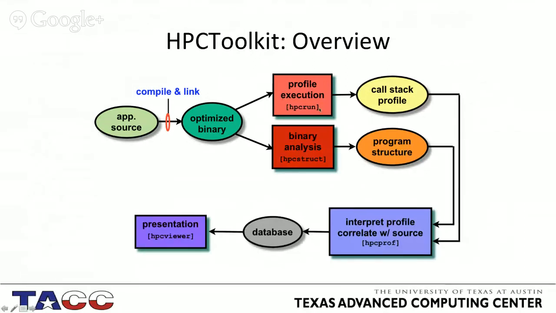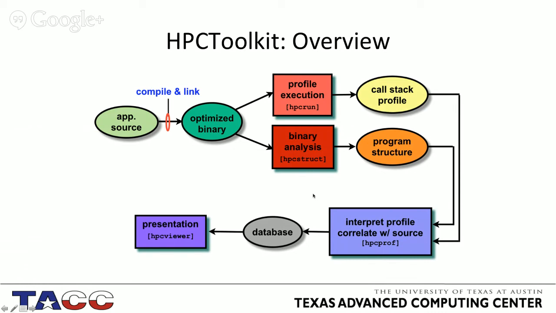And then you're going to run, prefixing your binary with the hpcrun word, which is going to generate a call stack profile. Then you're going to have another step, and I'm going to go through this one by one in a minute, where you correlate the information you just collected from the system with the static profile, and that will generate the database that you can look at with hpcviewer.